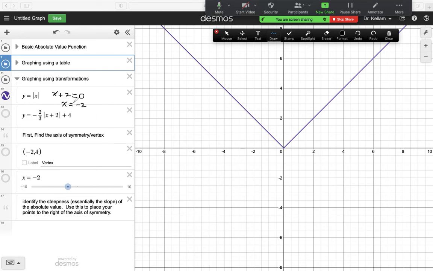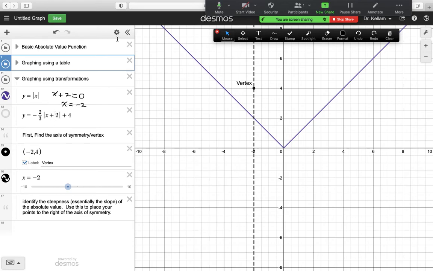And then if I put negative 2 into my absolute value, that gives me a positive 4, which means that my vertex is negative 2, 4, and my axis of symmetry is negative 2. So there we are. I have those two bits there.